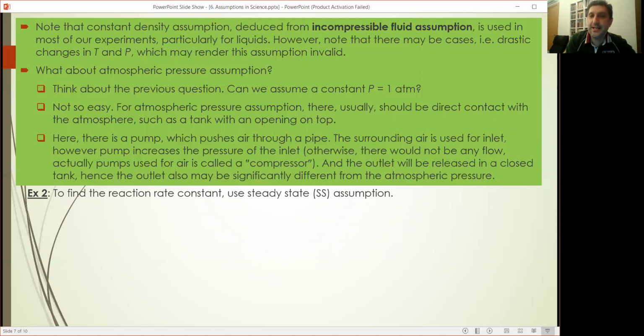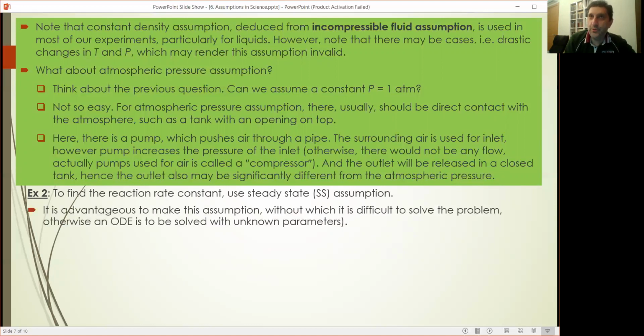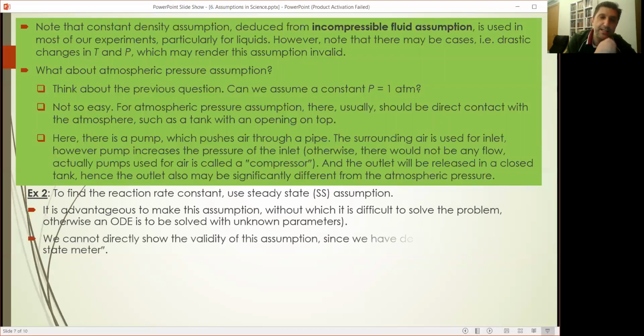Usually we use the steady state assumption. Now, why do we use this steady state assumption? Because it's advantageous. When it's unsteady state, we are going to have ordinary differential equations, which are difficult to handle with unknown parameters. So there is a reason why we make this assumption.